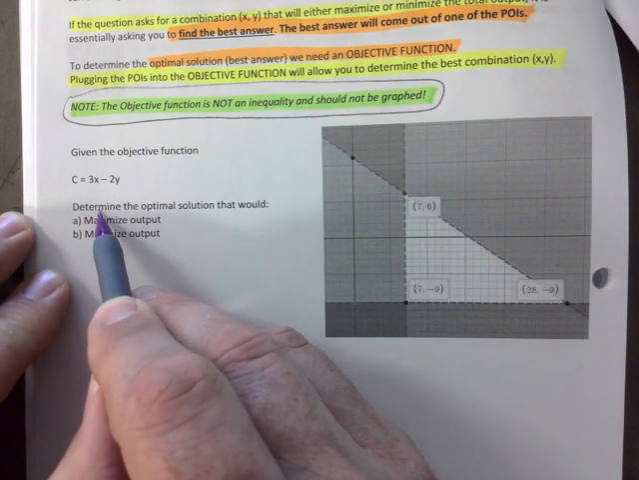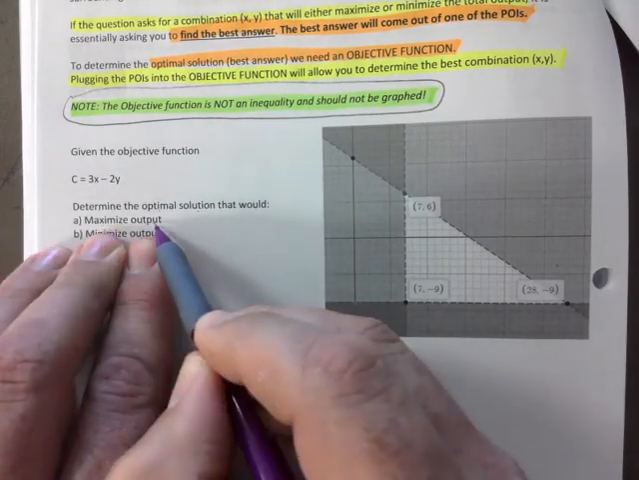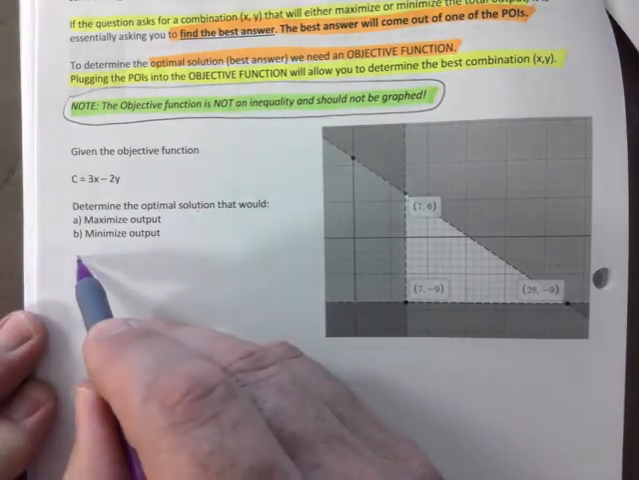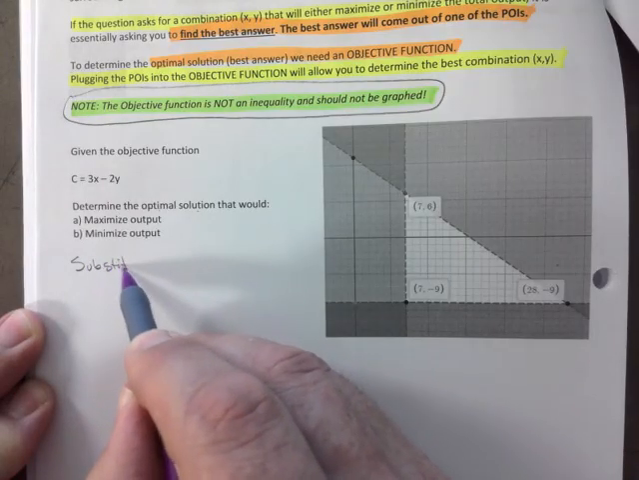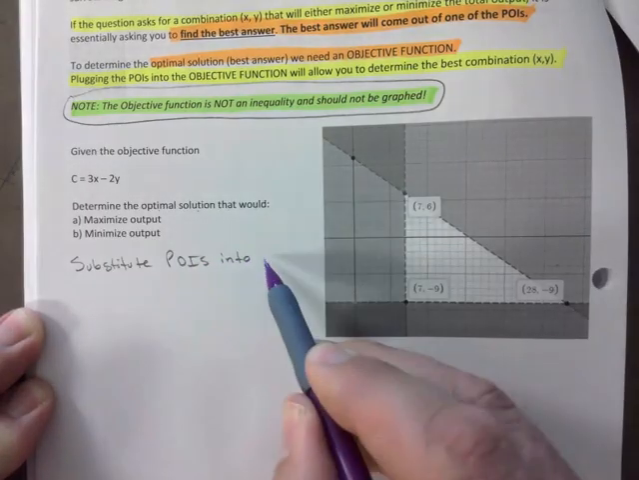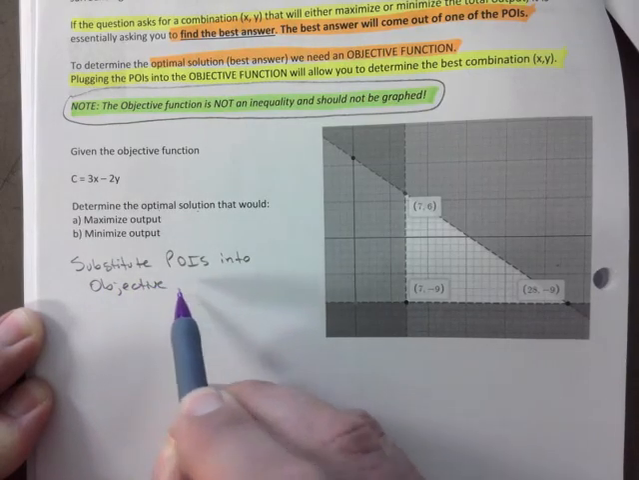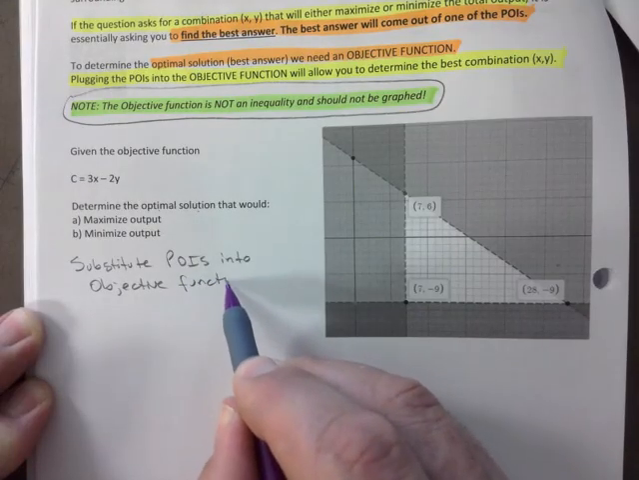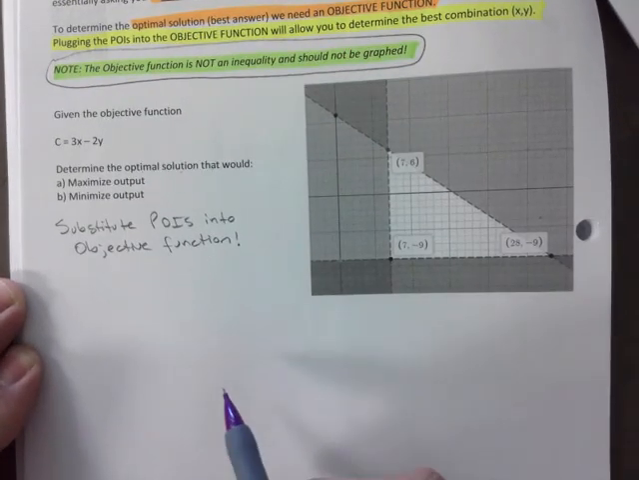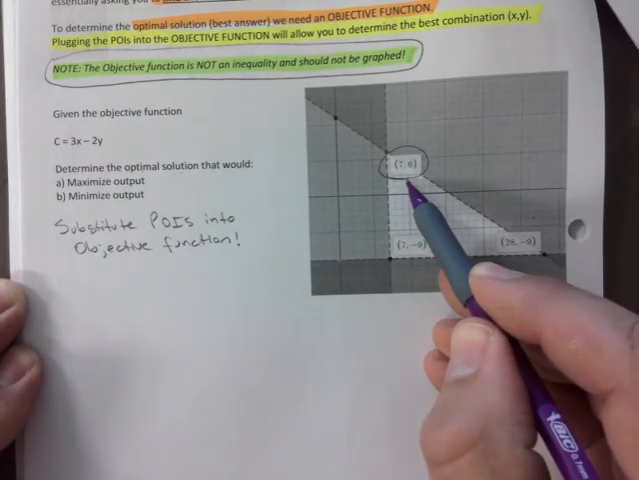But if I ask you to determine the optimal solution, let's just focus on maximizing output and then we'll focus on minimizing output. So what you do is substitute POIs into the objective function. There's going to be an objective, right? Like a goal that we want to achieve. So here it is. We take our first corner point here, which is 7, 6.